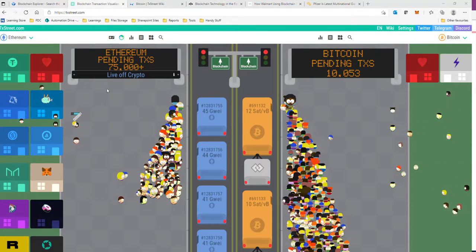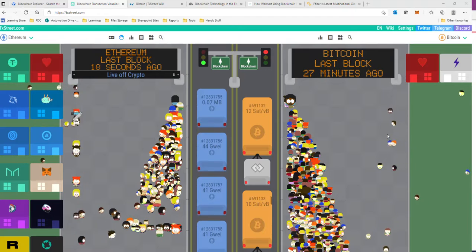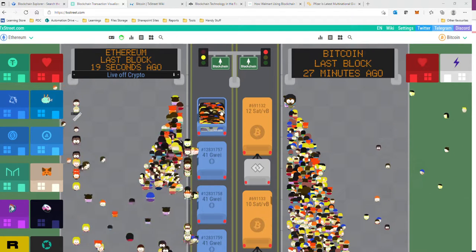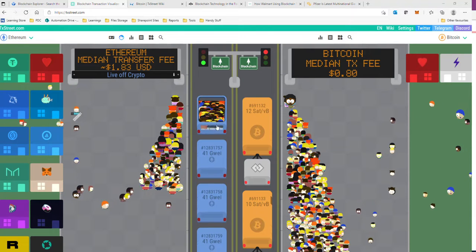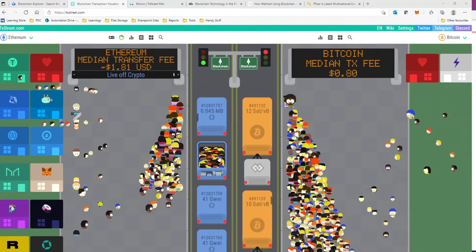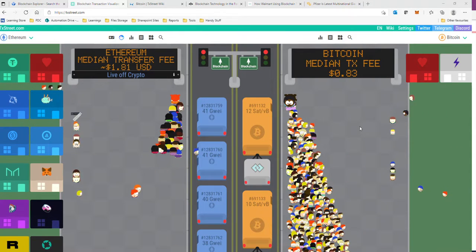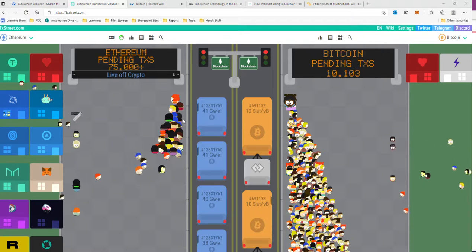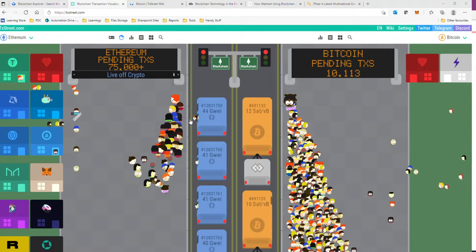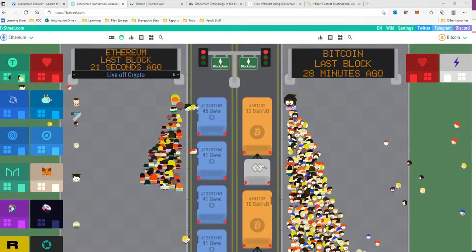On the left hand side, I've got the Ethereum blockchain, and on the right hand side, I've got the Bitcoin blockchain. You can consider this as a bus terminal. Blue blocks can be considered for the Ethereum blockchain, and these orange blocks are for the Bitcoin blockchain. You can see the passengers are boarding the buses, and as soon as the bus gets full, the bus or the block departs, and the next blocks get into the queue.